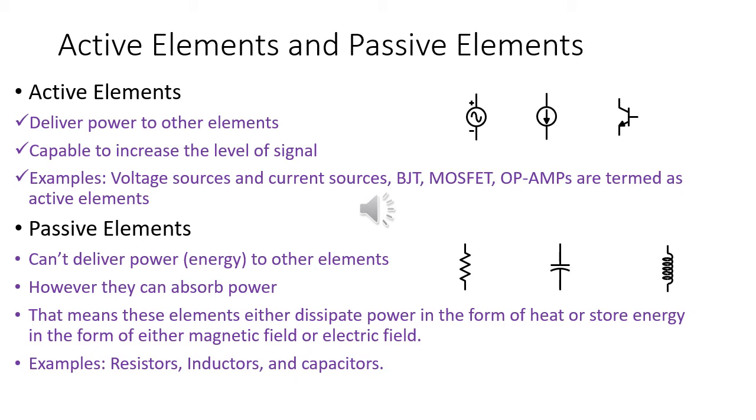An inductor, on the other hand, when you are energizing an inductor, it will store energy in the form of magnetic field. So these elements, resistors, capacitors or inductors, they cannot deliver any power by themselves to some other elements in the circuit. So these elements are known as passive elements.